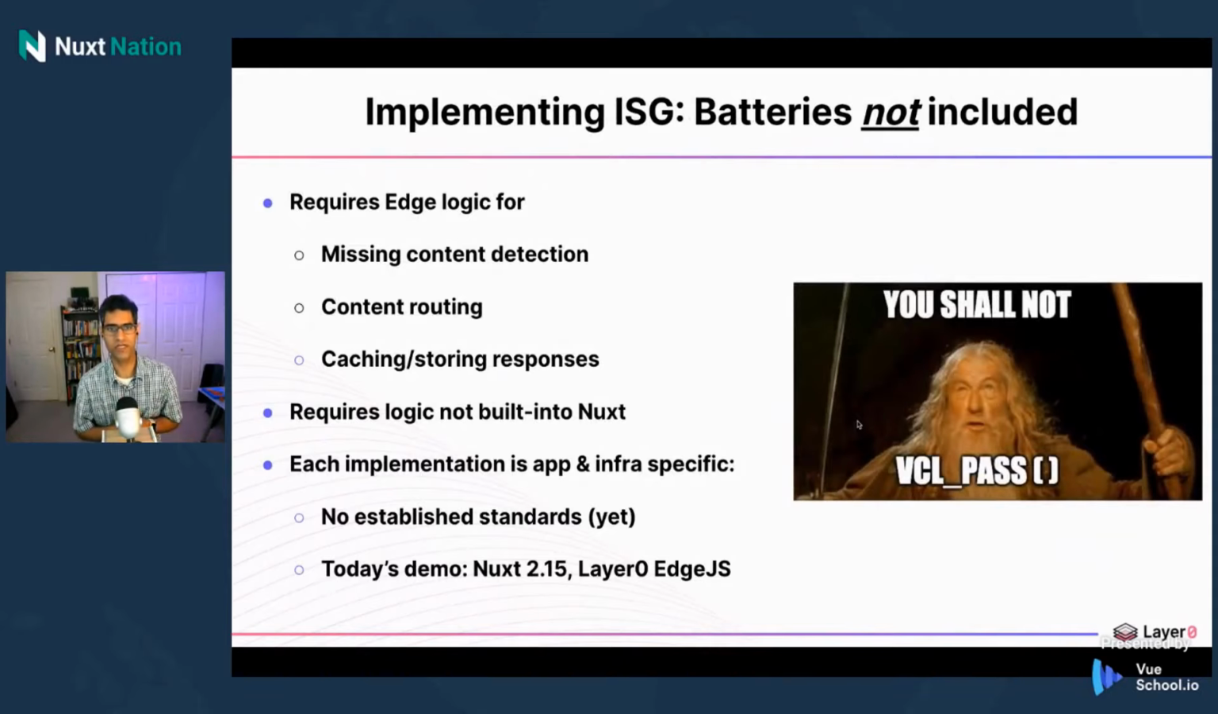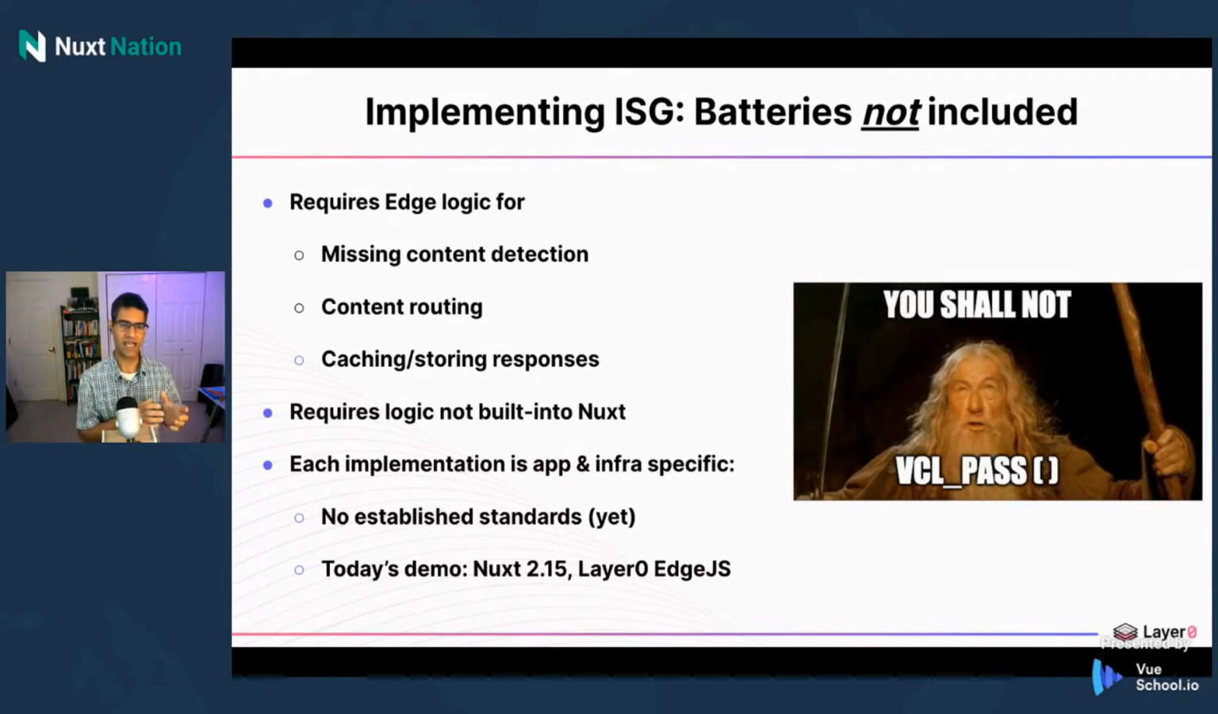Okay, let's talk about what it takes to implement ISG on Nuxt. And at this point, it's kind of a batteries not included situation. And that's because, as I mentioned earlier, ISG is a property of both your framework and your infrastructure. And so you need that deep integration across the stack. It doesn't really exist out of the box, so you have to add it in.